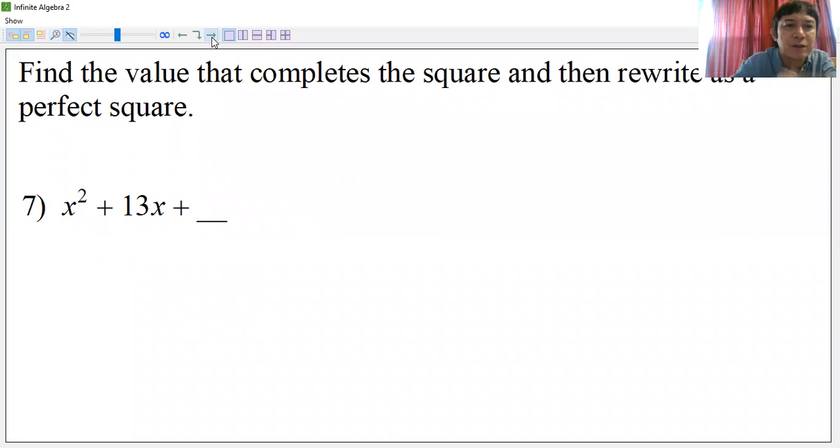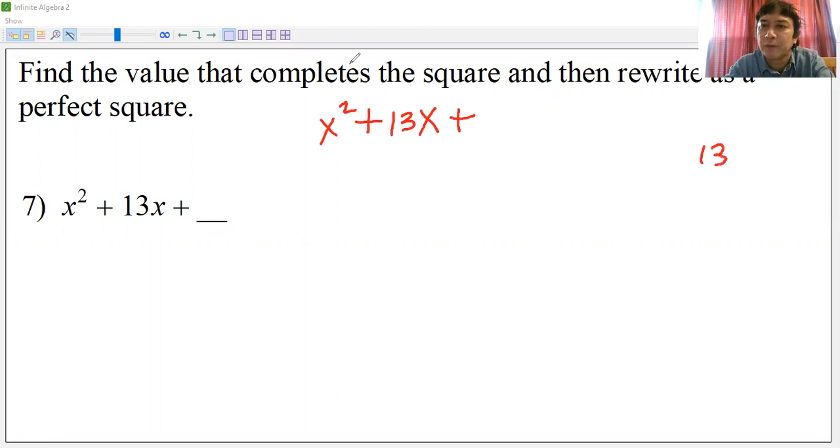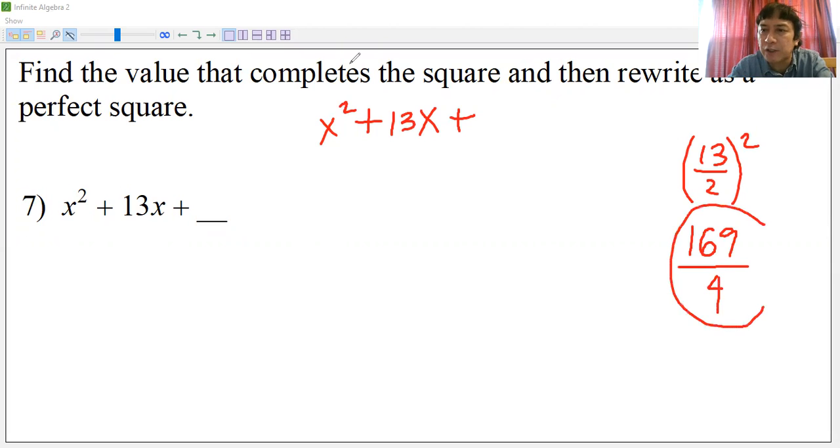Okay, next, here's number 7. X squared plus 13x. What is the number to be added? We will take the 13 and then we will divide by 2 and then we will square it. So 13 times 13, that's 169. That takes care of the numerator. We're now at the denominator. 2 squared is just 4. This is the answer. We will add this right here, 169 over 4.